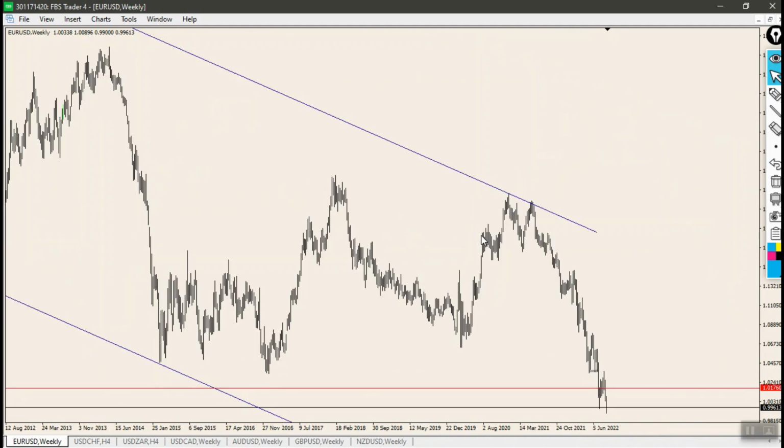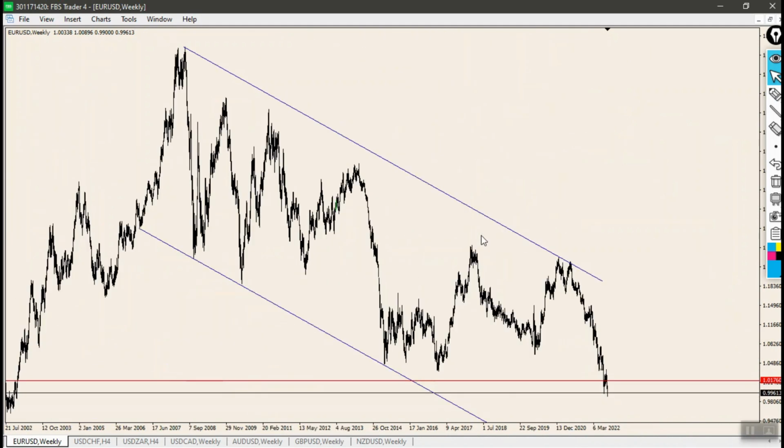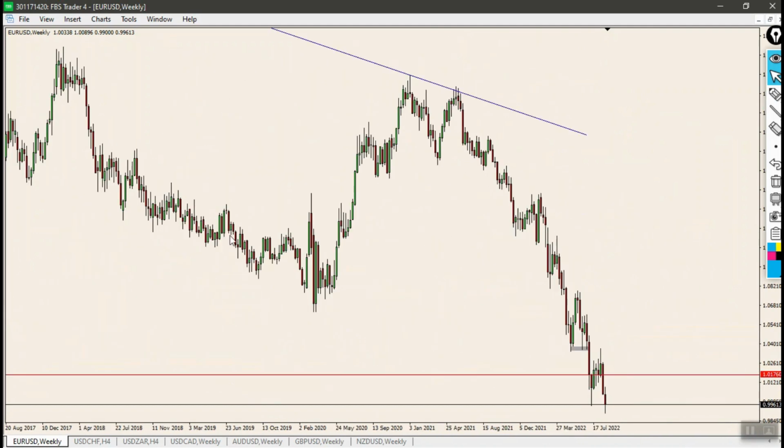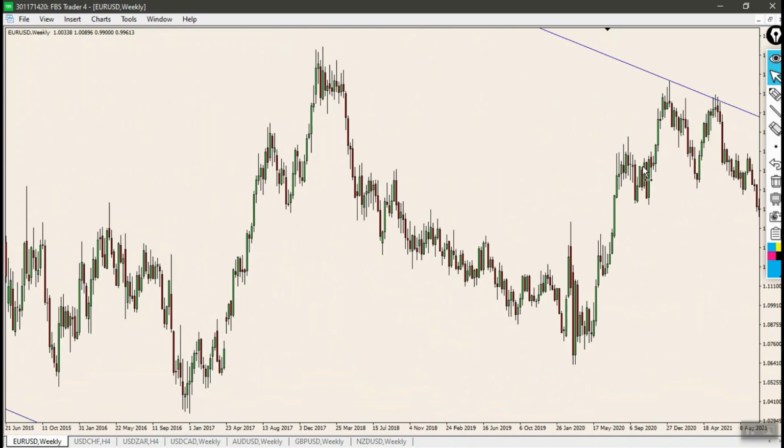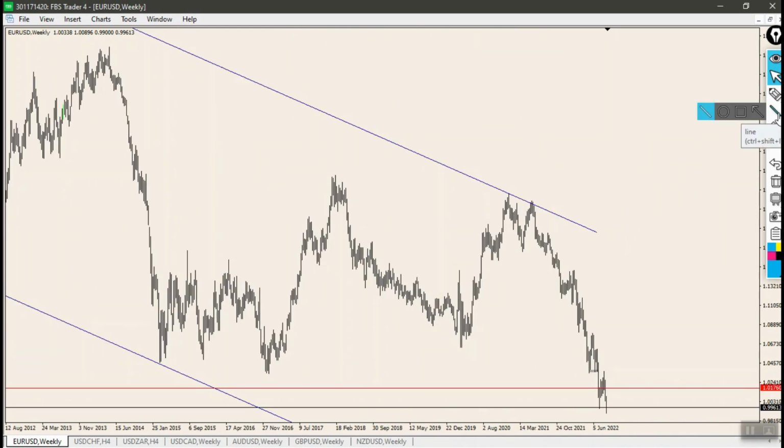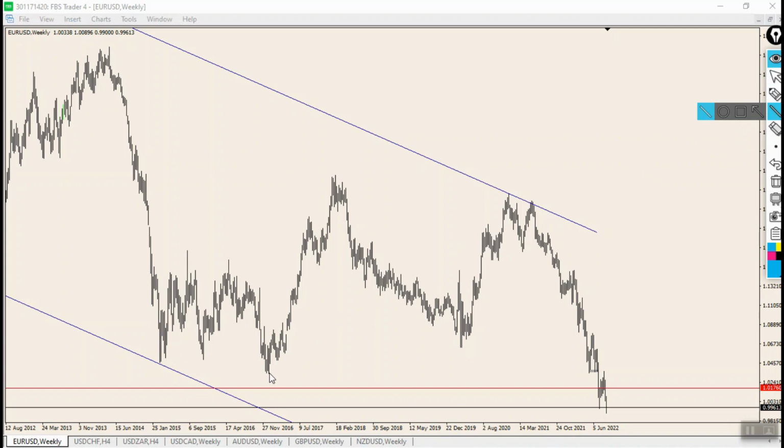But back to the analysis. As you can see, we have a descending channel, a huge descending channel on the weekly. Inside the descending channel, of course, patterns and patterns, which I have a video on previously, not too long ago. I'll put the link in the description.